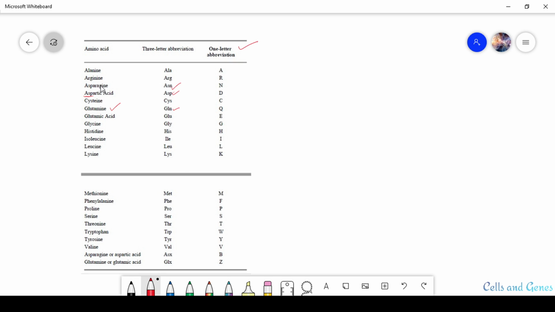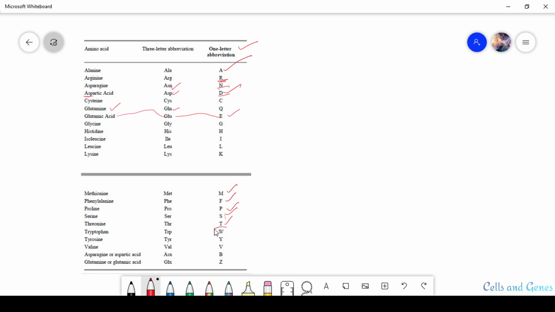For alanine it is A, and for arginine it is R. Then asparagine N, aspartic acid it is D. Coming to glutamic acid, it becomes E. So it is D and E for the acid group. For methionine it's easy, it's M, and phenylalanine it is F. So it is also easy. Proline is P, serine is S, threonine is T.